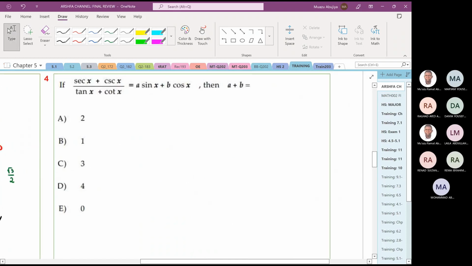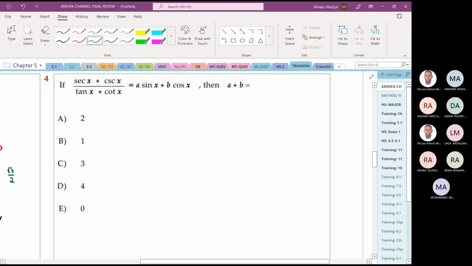Here in exercise 4, the question tells us that if we have secant of x plus cosecant of x, divided by tangent of x plus cotangent of x, is equal to a sine of x plus b cosine of x, what is going to be a plus b? Now we can answer this question in a couple of ways. But one easy way that always comes to mind, since we have sine and cosine here, is to convert everything to sine and cosine to make life easy. Another way is to multiply the denominator by its conjugate. But of course, converting to sine and cosine will be much easier for us.